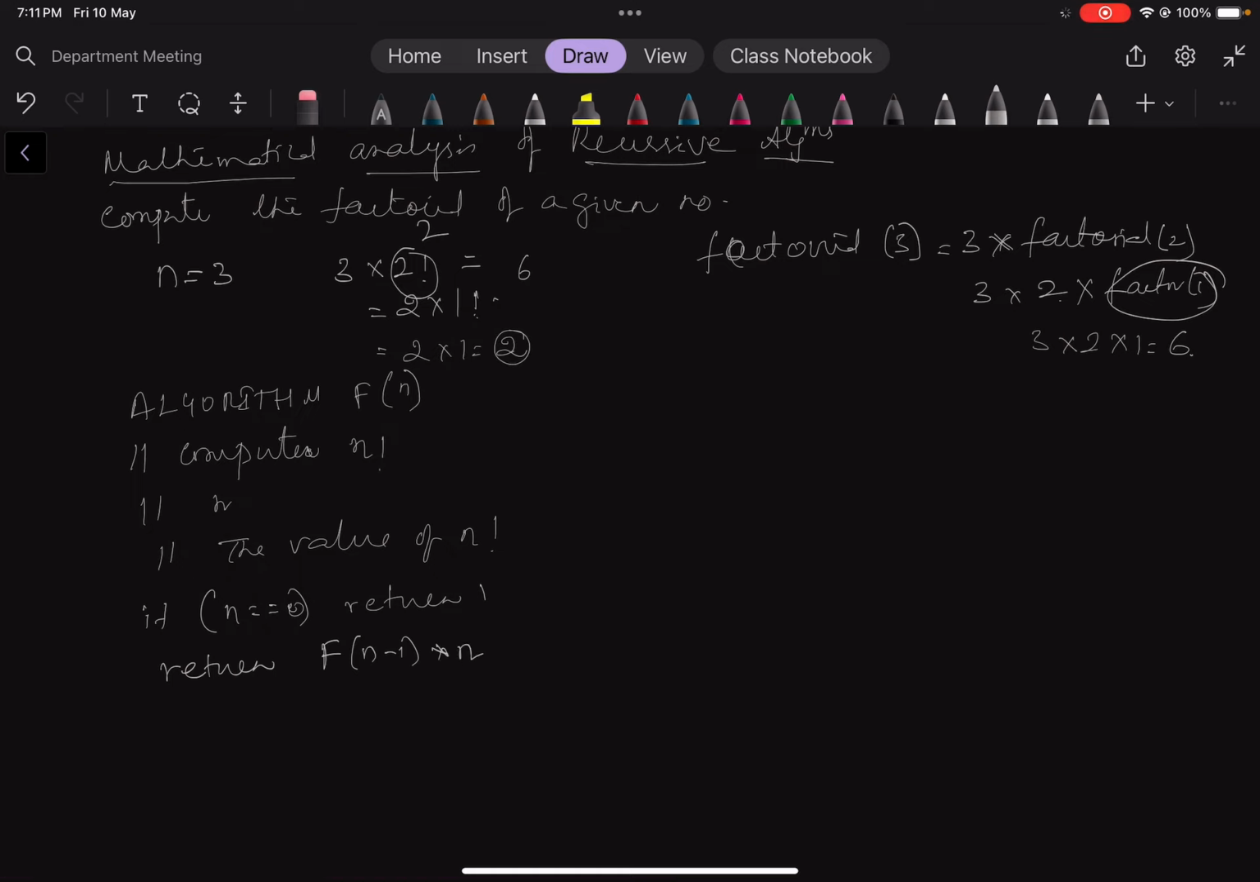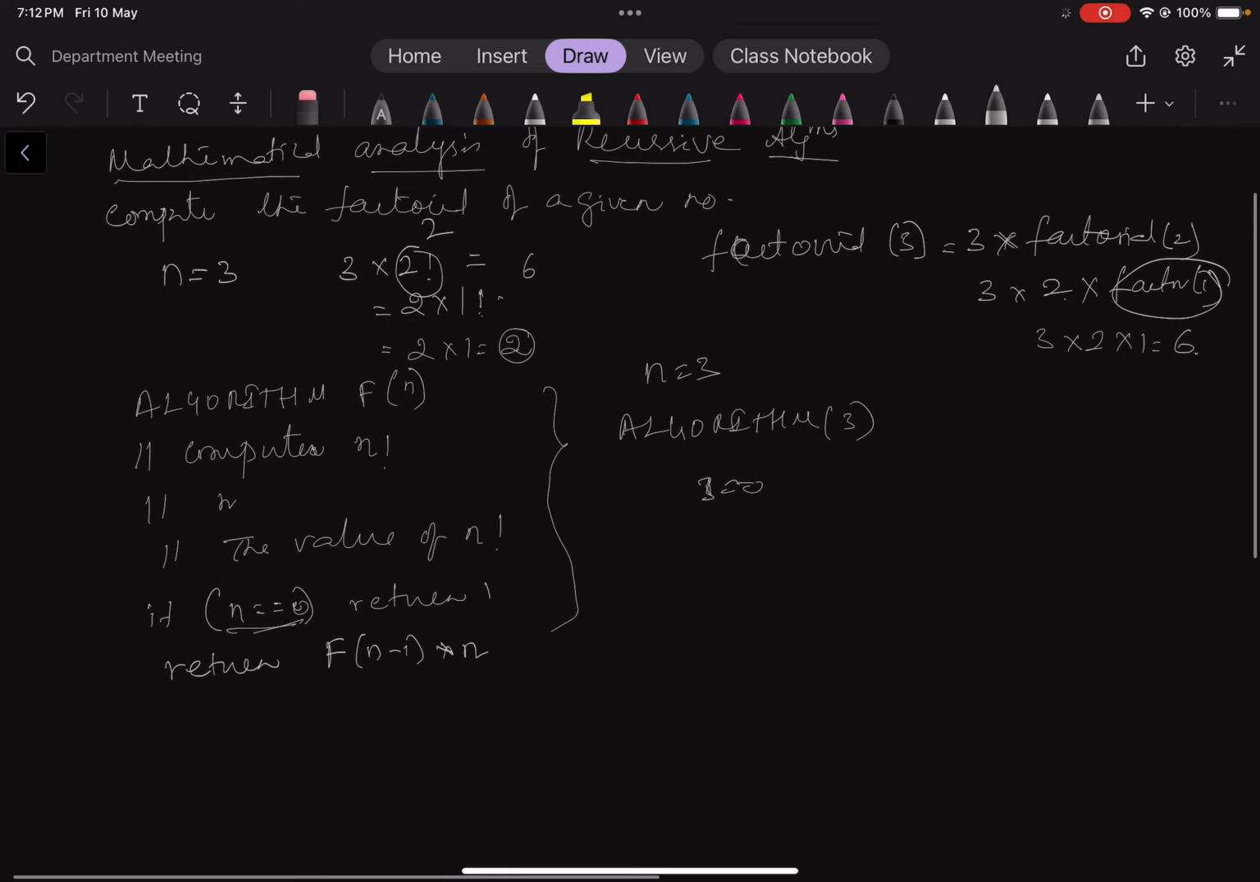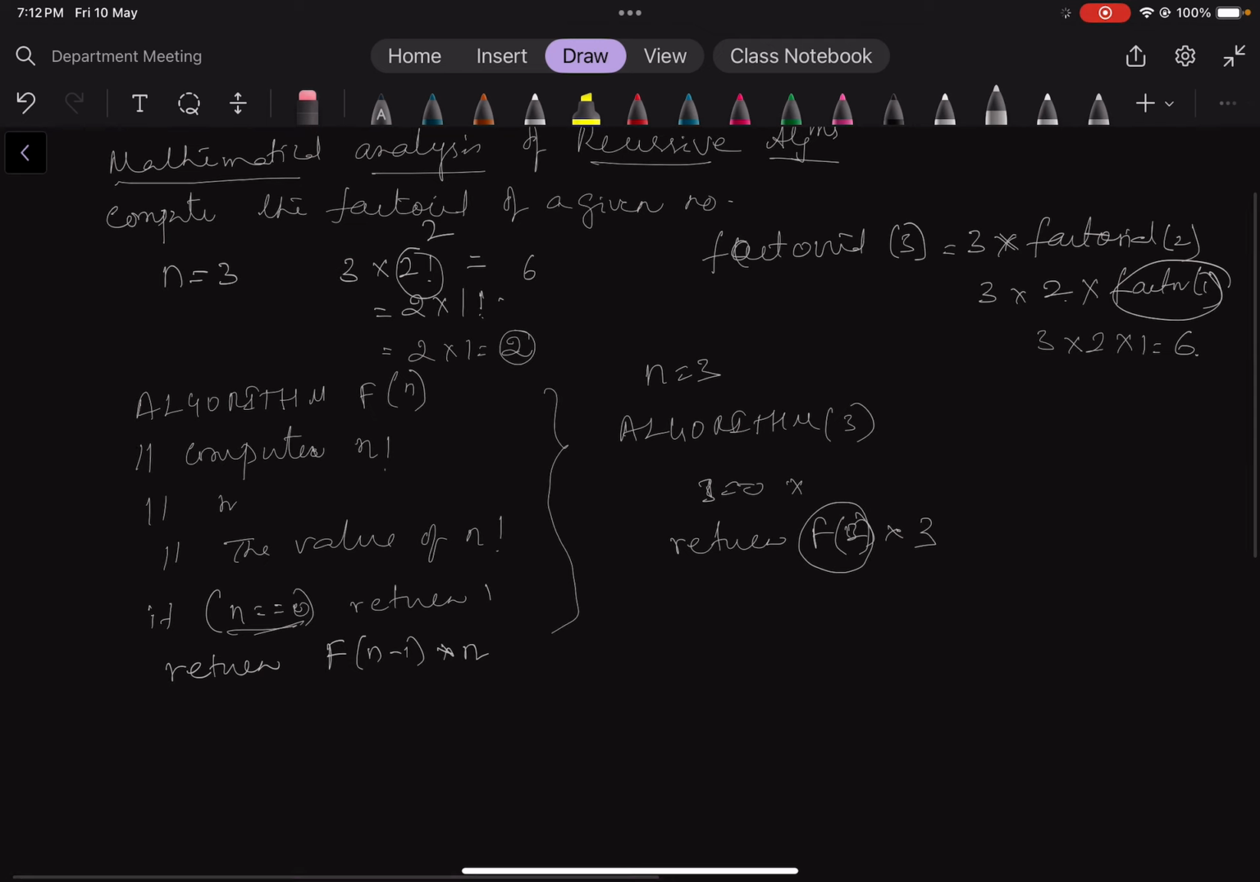Okay, so what is meant by this? Let us see how this algorithm will be executed for the value n is equal to 3. So the value of n is equal to 3. Is 3 equal to 0? No. So it comes here: return f of 2 multiplied by 3. f of 2 is nothing but a function call. So again it goes to the starting of this algorithm.